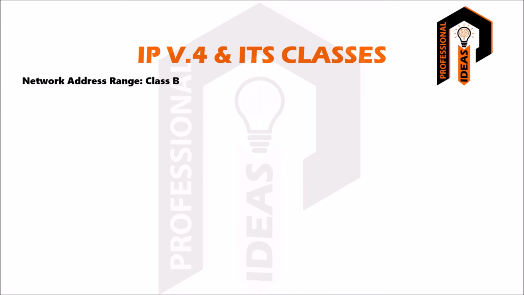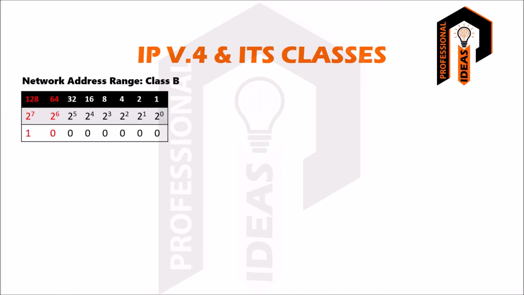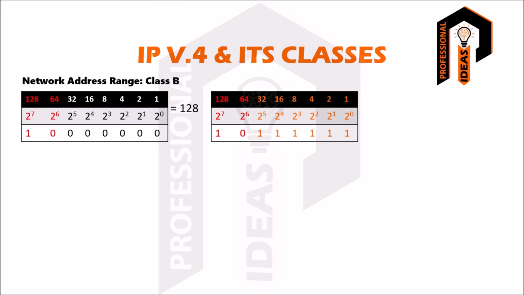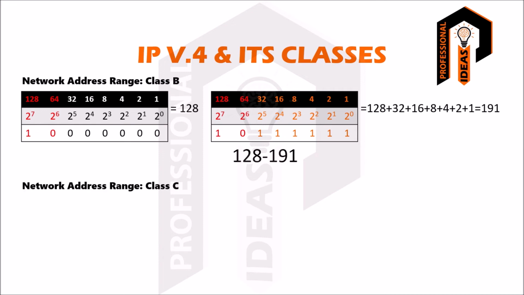Network address range of class B. In a class B network, the first bit of the first byte must always be turned on, but the second bit must always be turned off. Consider the following example. As per the condition, if you turn the other 6 bits all off, you will get 128 and then if you turn them all on, you will get 191. So the range of a class B network is 128 to 191.